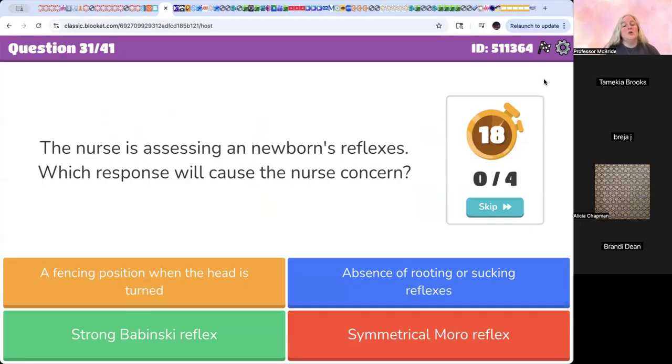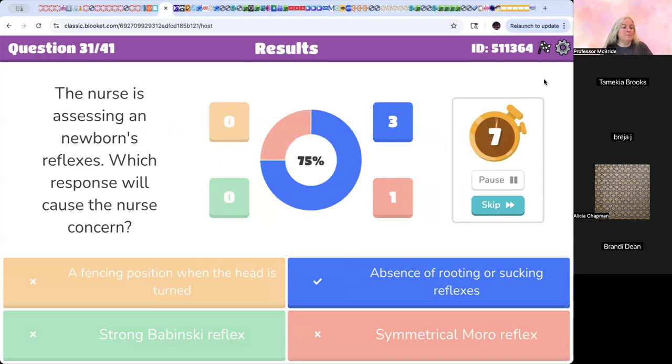The nurse is assessing a newborn's reflexes. Which response will cause the nurse concern? Okay, so we talked about this already, that if we're having an absent suck reflex, that's really concerning for a neurologic impairment. These other ones are all good findings.